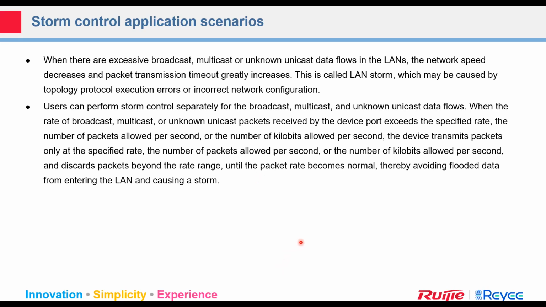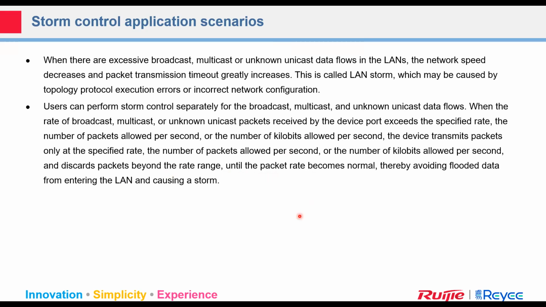So if this unknown packet is received at a specific rate, either packets per second or kilobits per second, or transmitted at a specific rate, you can discard it with that threshold so that the packet rate becomes normal. So we will avoid the data flooding into your network.